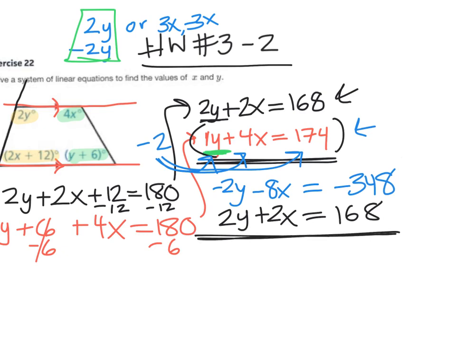Now I've met my goal. I had to do all that work to get a negative 2y and a 2y. That's why I did all that. I'll show you why in a second, because now if I add my system of equations, negative 2y plus 2y makes a 0. I can cross them off. My y's are gone. Then I'm going to add negative 8x plus 2x, which is negative 6x.